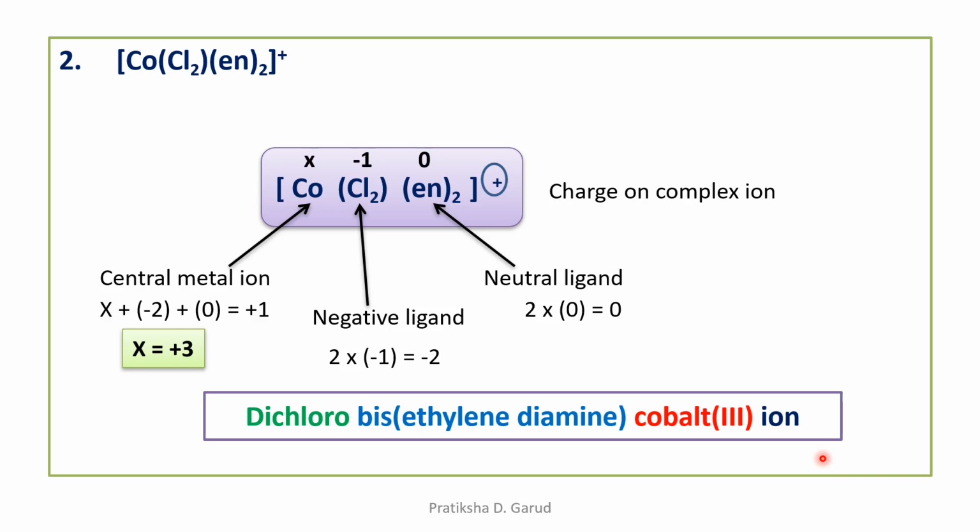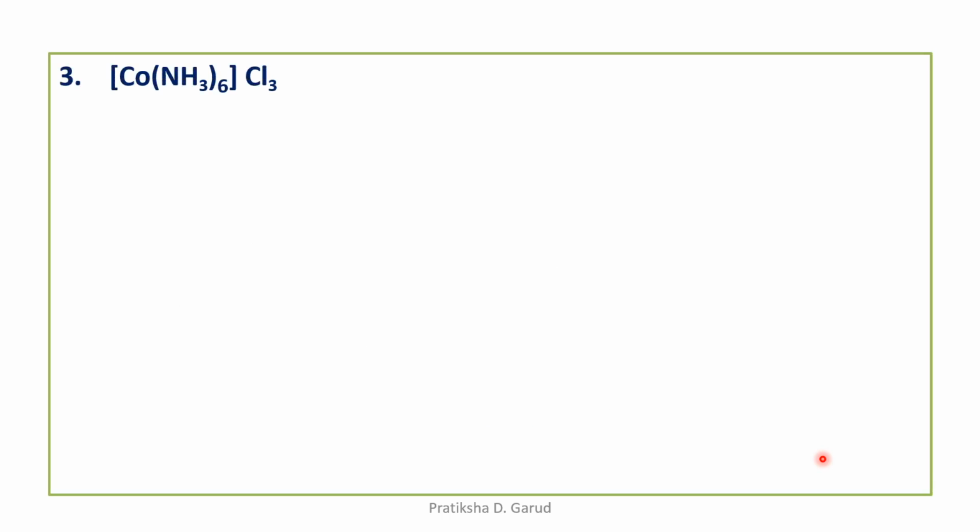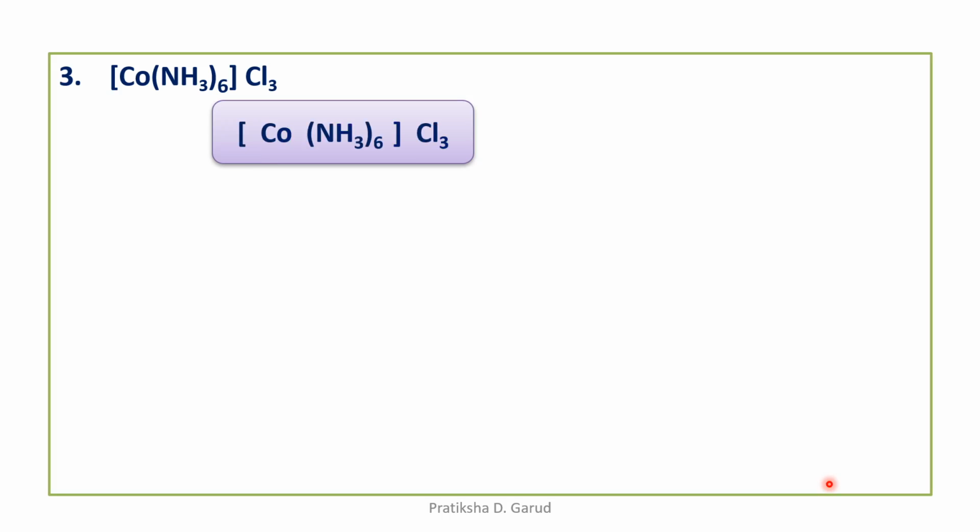Okay, so this is the second example. Let's move to the third example. Third example is the Co(NH3)6Cl3. So it is named as Co(NH3)6Cl3. Again, in this, Co is the central metal for which we have to find the oxidation state.